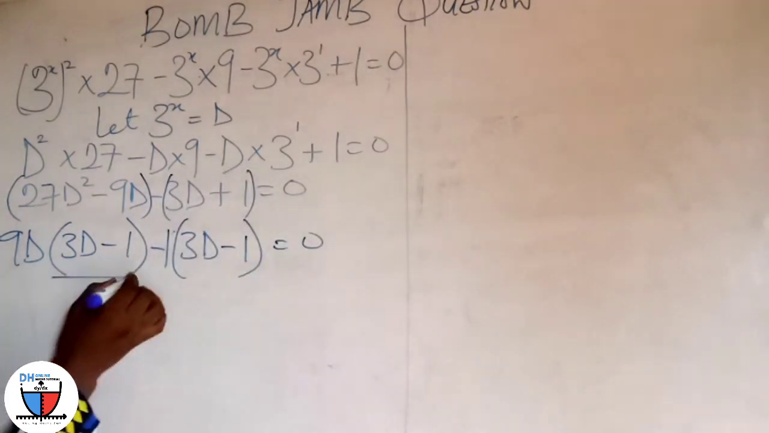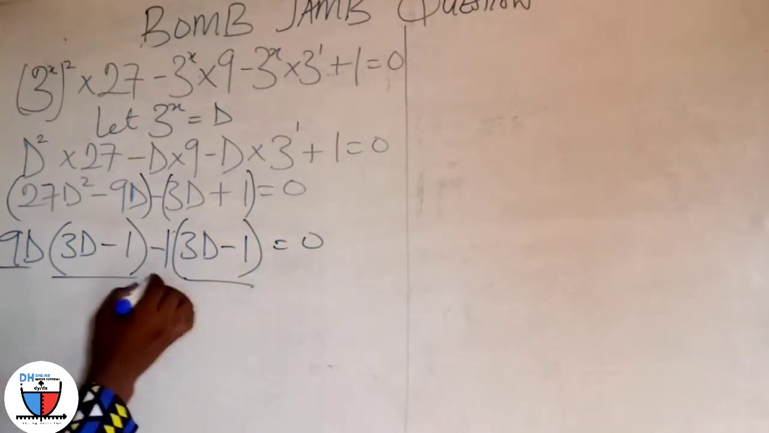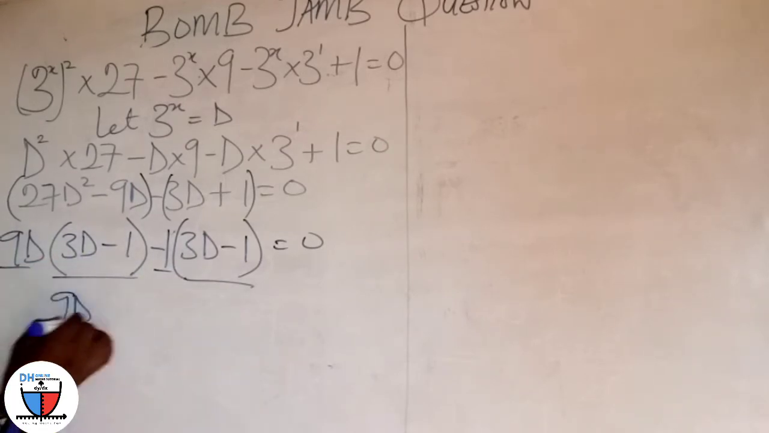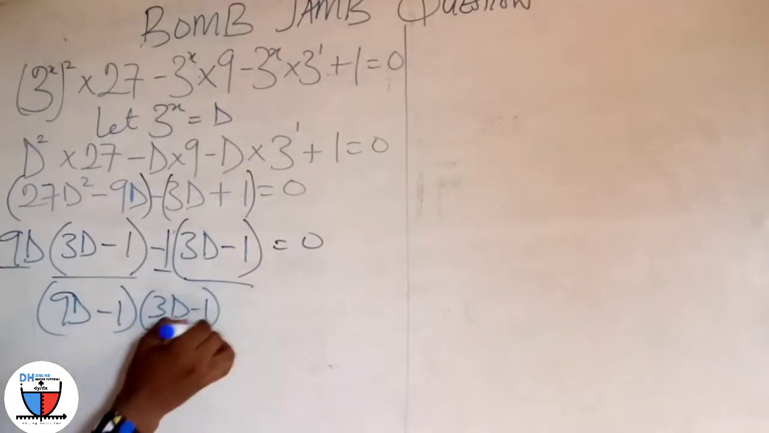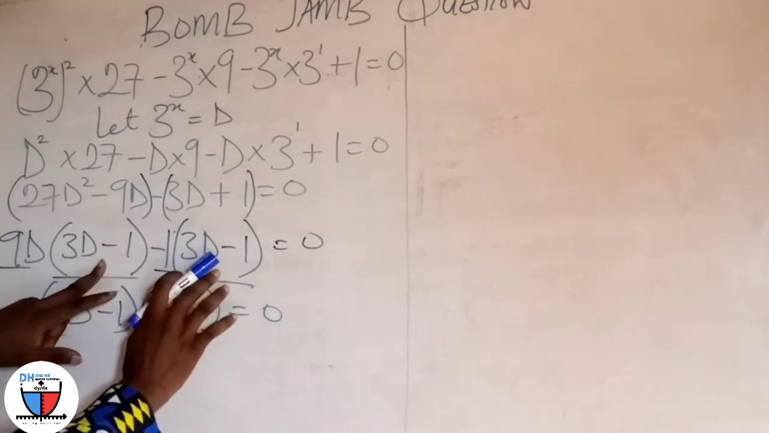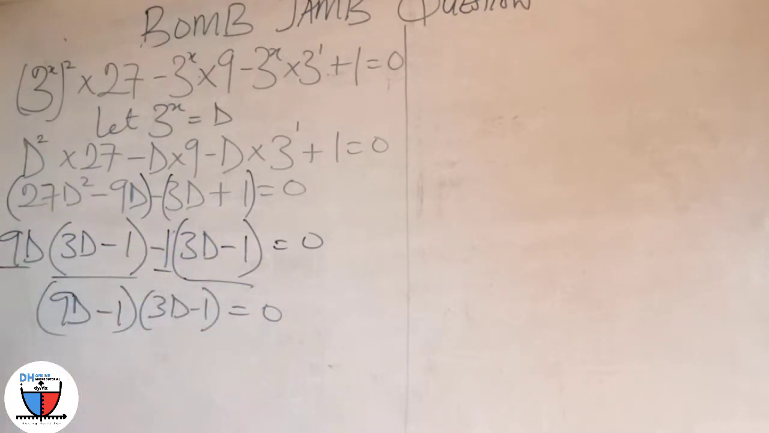So what I have, this and this are the same. Therefore, I'm going to pick one of them and pick the one outside. The one outside, I'm picking by saying 9D minus 1. 3D minus 1 equal to 0. You can see now I've picked one of these 3D minus 1 and the one outside, 9D minus 1. So the next thing I'm going to do from here, you're moving close to our answer.